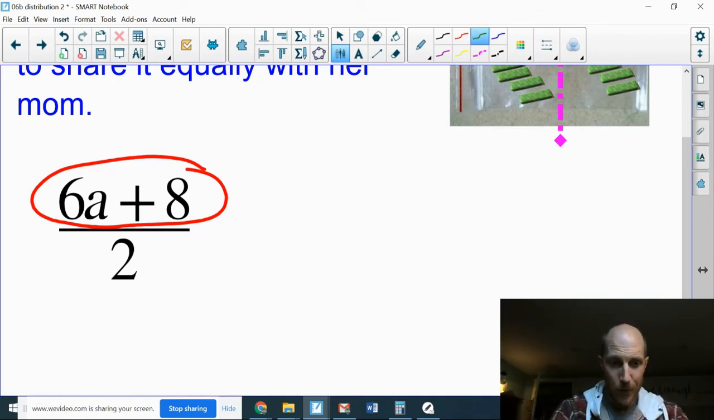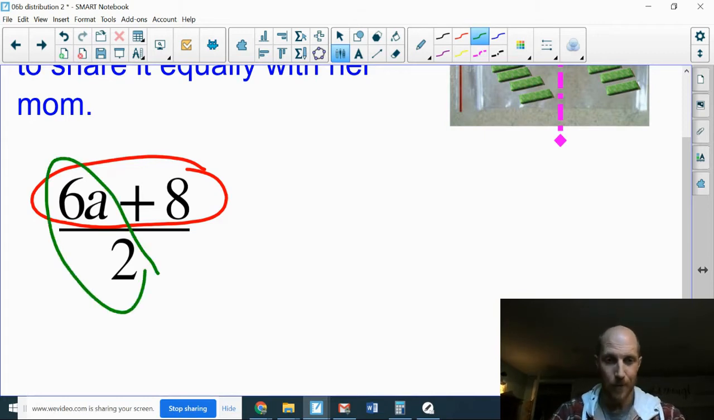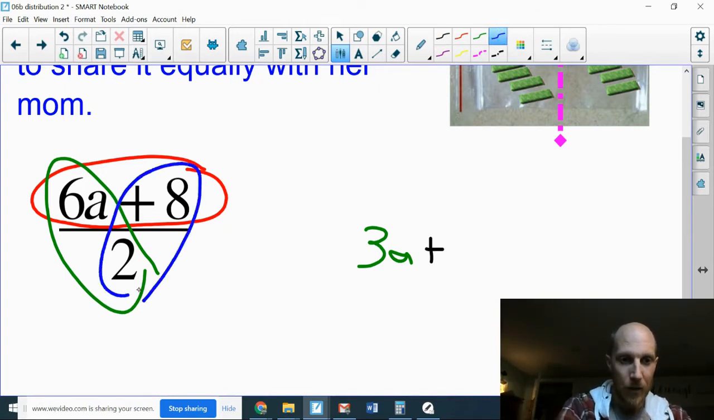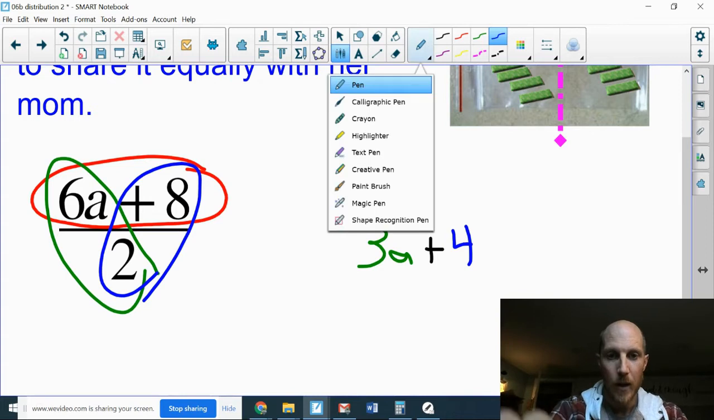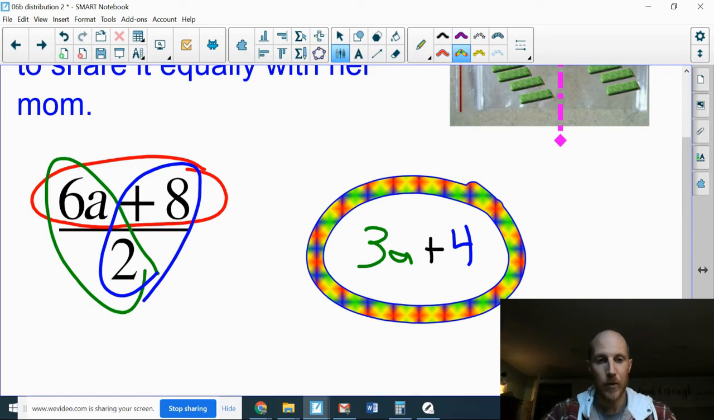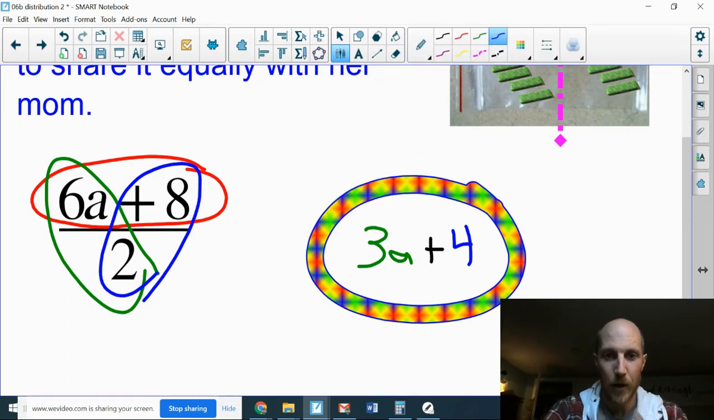Okay, well, the way we do this is just divide each of the pieces by 2. Each term in that algebra expression has to be divided by 2. So the 6a gets divided by 2. 6a divided by 2 is 3a. And there's a plus sign, so I'm going to bring that plus down because I'm looking ahead. I know when I divide that positive 8 divided by 2, I'm going to get a positive number. So I get positive 4. And that is all there is to it. Right? It's basically showing me what each person, Brandy and her mom, is going to get. They're going to get 3 packs and 4 individual sticks if they break this apart and share evenly.